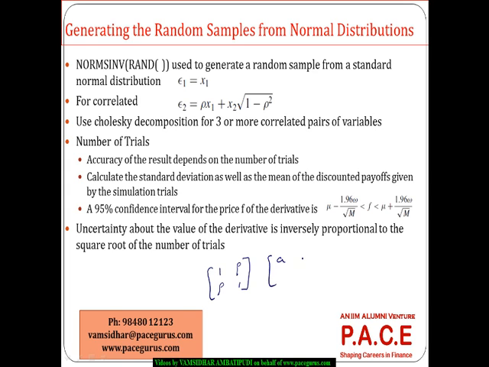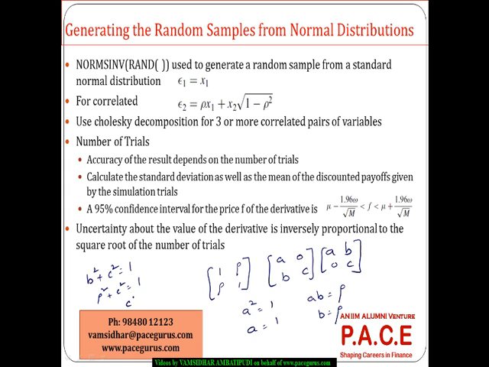So if you look at A, 0, B, C, if I had created it into a triangular matrix like this, A squared equal to 1, A equal to 1. AB equal to rho, which means B equal to rho. Similarly, B squared plus C squared equal to 1, so rho squared plus C squared is equal to 1. C has come out as square root of 1 minus rho squared.